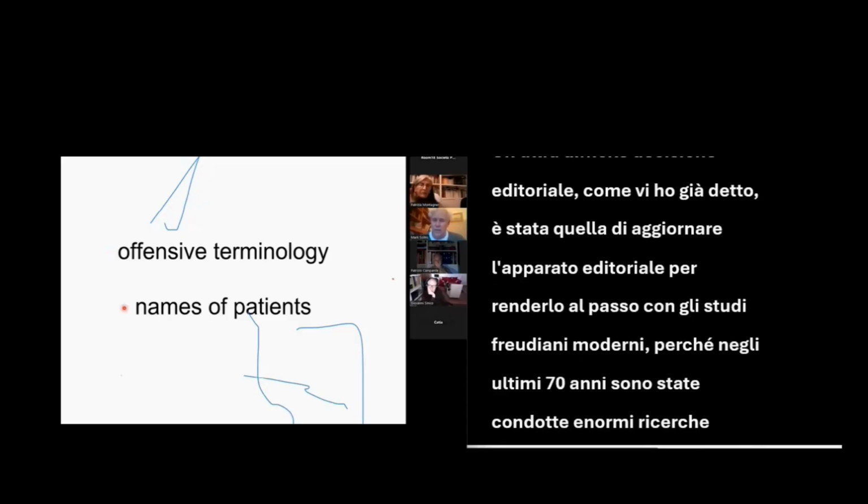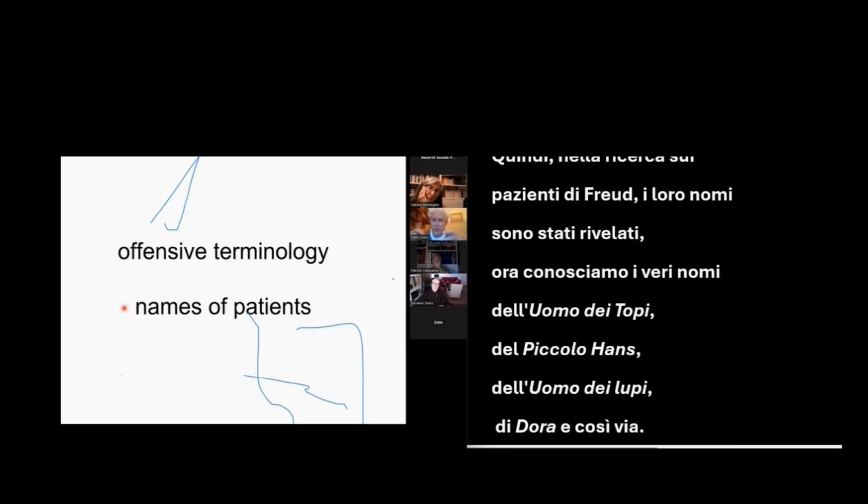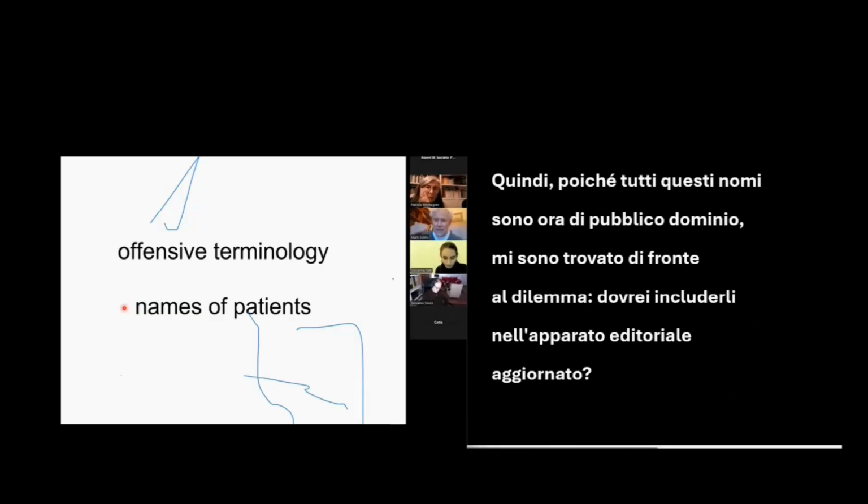Another difficult editorial decision. I've already said to you that I had to update the editorial apparatus to bring it up to date with modern Freud scholarship, because there's been an enormous amount of research on Freud and, for example, on his patients in the last 70 years. So, in the research that's been done about Freud's patients, their names have been revealed. We now know the real names of the Rat Man, Little Hans, the Wolf Man, Dora, and so on. So I faced the dilemma, since all of these names are now in the public domain, should I include them in the updated editorial apparatus?